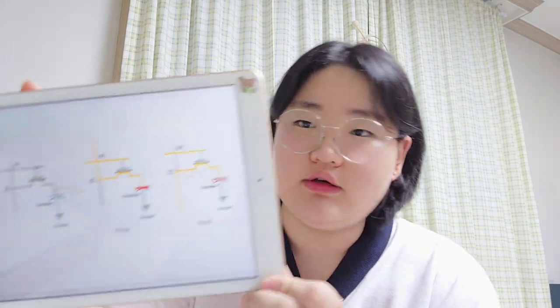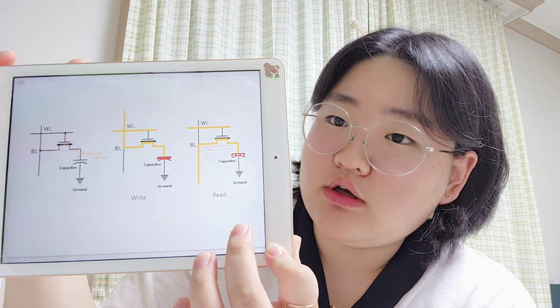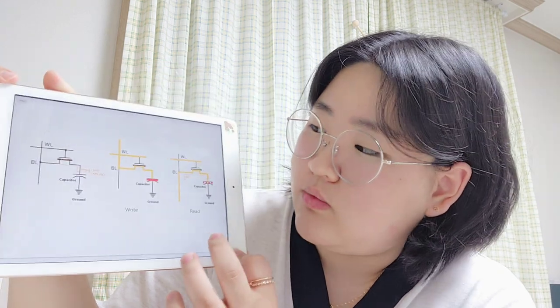And the second thing we have to know about is the DRAM. DRAM is the dynamic RAM, and this is the main structure of the DRAM. You can make the DRAM with one capacitor and one transistor. So DRAM is smaller than the SRAM, and you can increase the density of the devices.